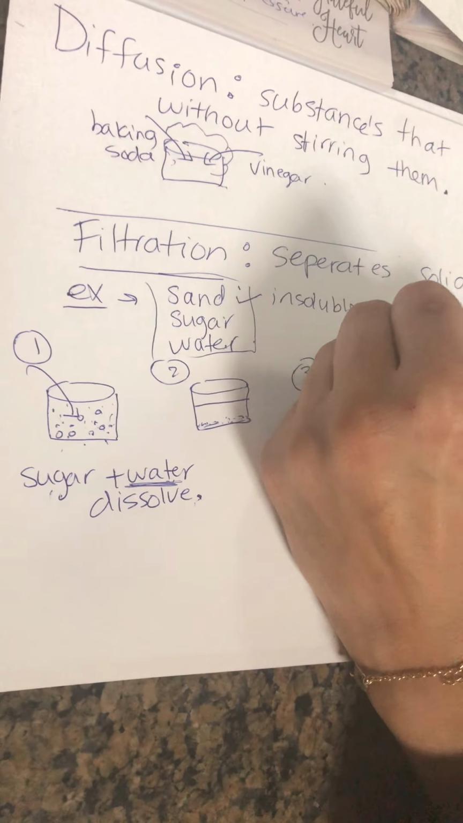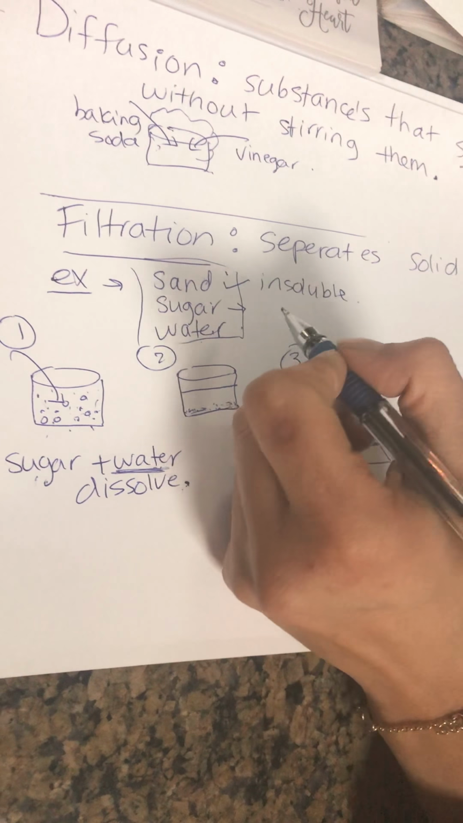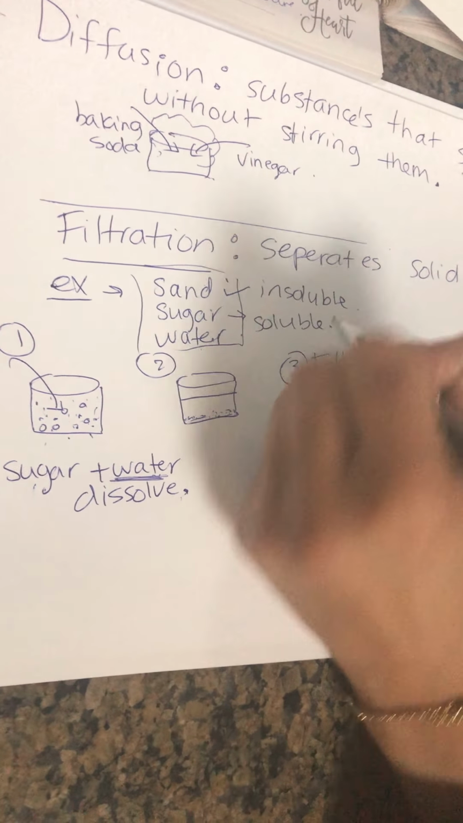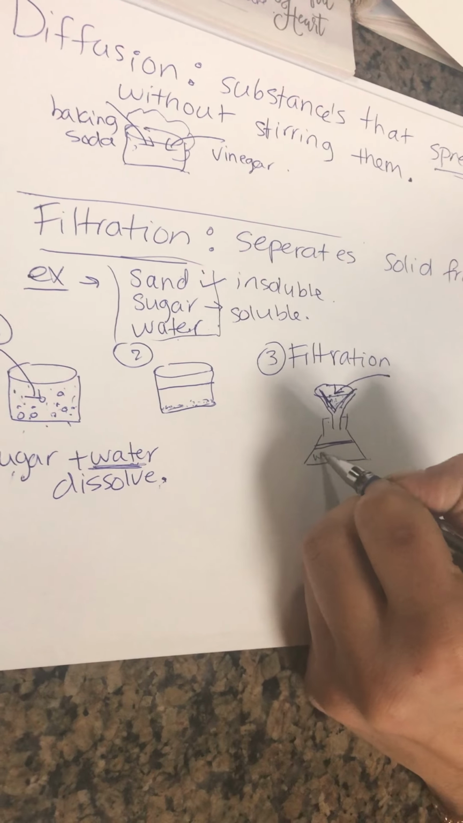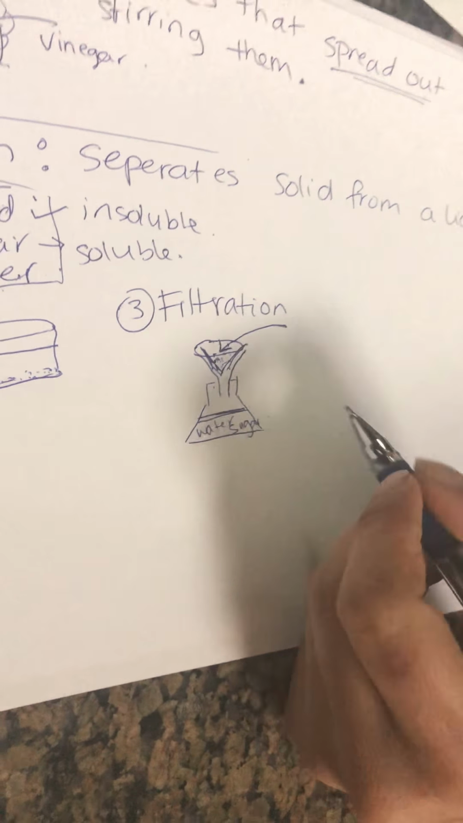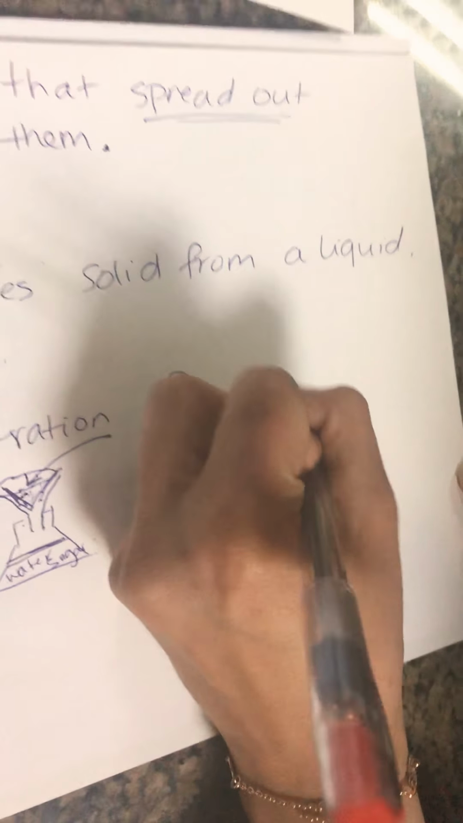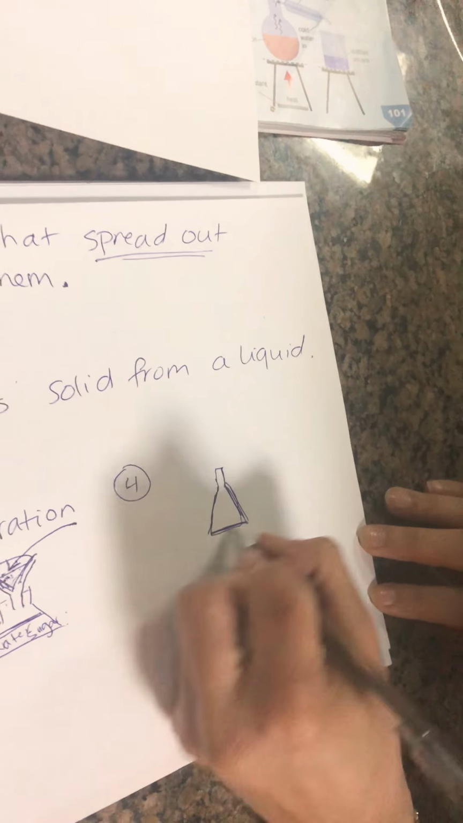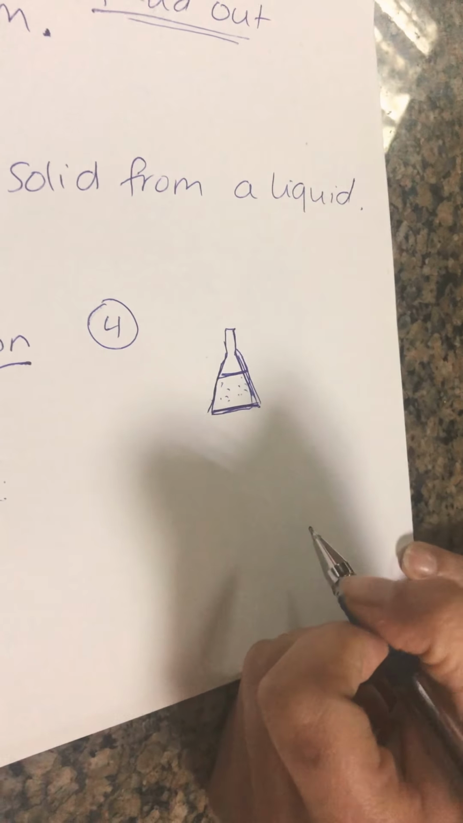Why? Because the sand did not dissolve in the water, while the sugar and the water did dissolve in each other, so they are soluble. So the insoluble substance, which is the sand, will be on the top here, and the water with the sugar will be down here. Now, we finished our filtration with the sand. Now we have our last step. Now we will have our flask right here. Sorry, don't mind my drawings. I'm not really good at drawing that much. We will have the water and the sugar over here.